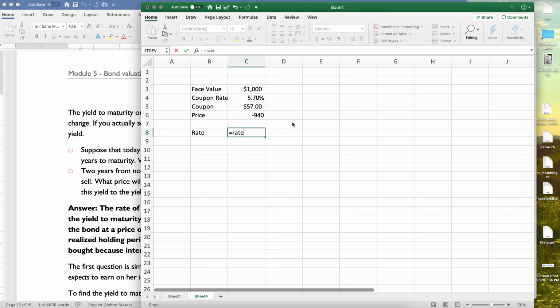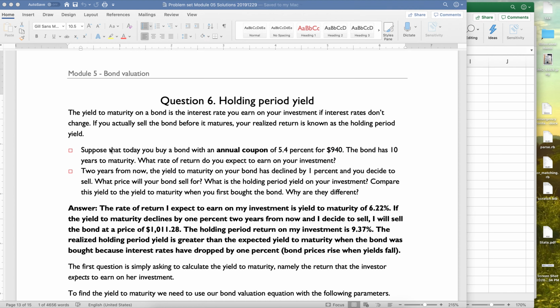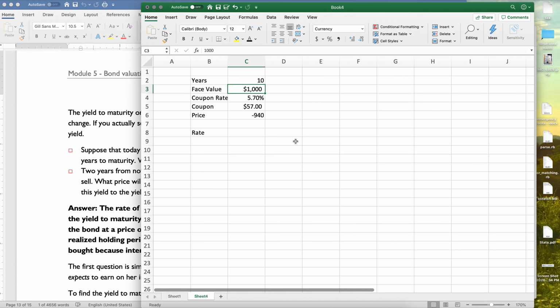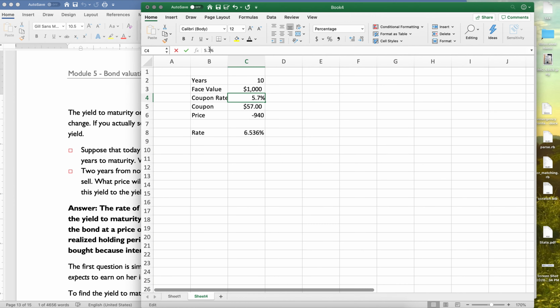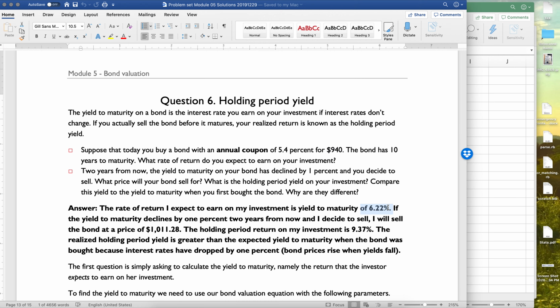Equals rate. Number of periods, oh, I forgot to put that in. Years is going to be 10. Let me make sure that's right. Annual coupon, okay. Number of periods is 10. Payment is 57. PV is minus 940. Future value is 1,000. I should have put 5.4 here. And we get 6.22%, which is the answer for this.